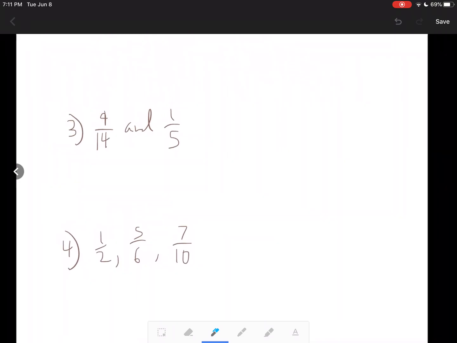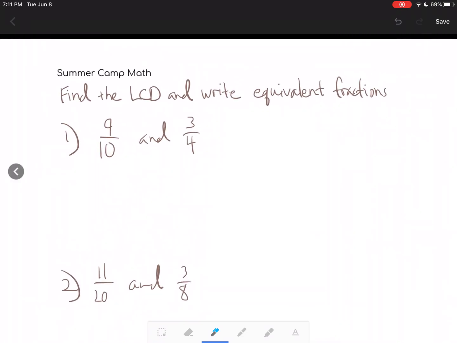And so now let's think about how you're going to need this and why we need to know about least common denominators. Like I just said, it's very helpful for being able to add and subtract fractions.